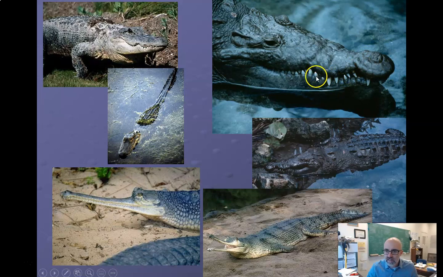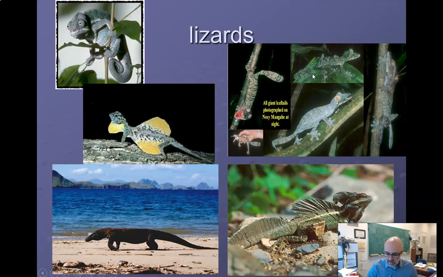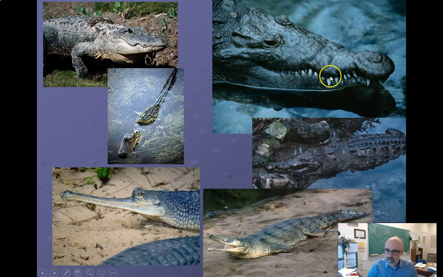Crocs, see the teeth going up, teeth going down, up, down. Alligators, basically, the teeth just come down. That's one main difference. And then the other thing is, check out how broadly rounded the snout is on the alligator versus the crocodile's more like a V-shaped pointy snout.